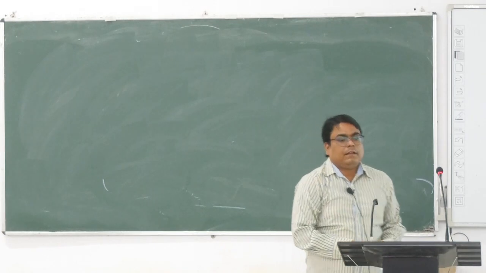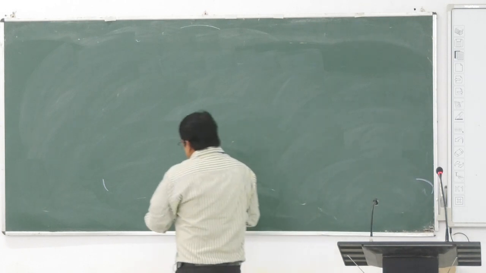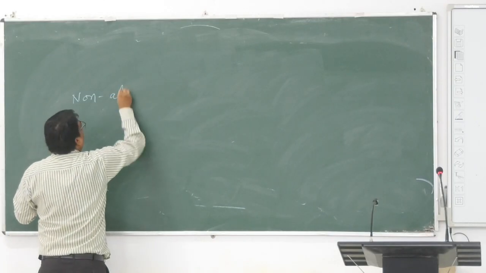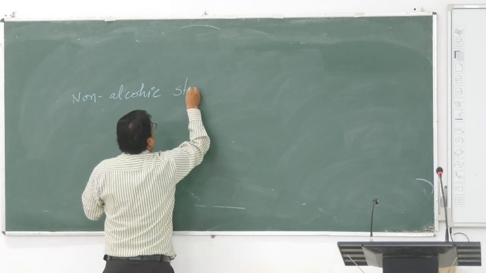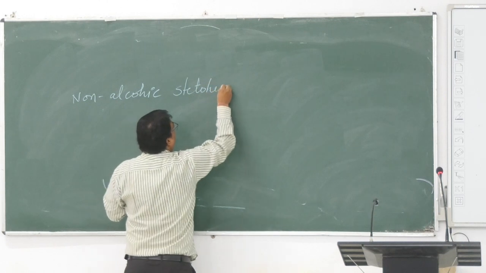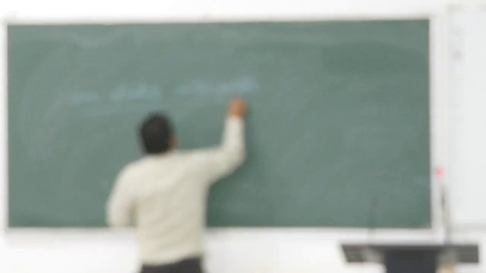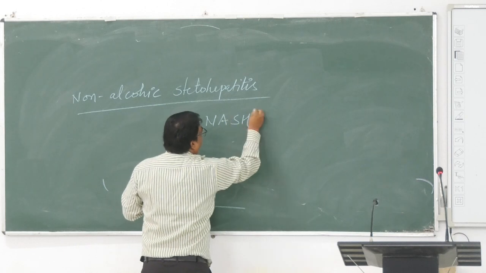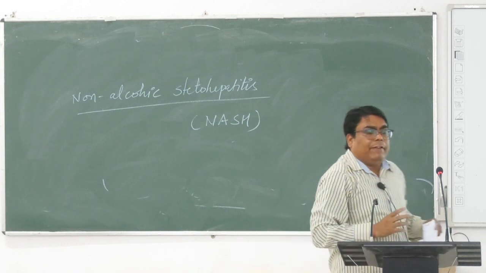But it is mainly of two types. The first one is, students write it, non-alcoholic steatohepatitis. We call this condition NASH, non-alcoholic steatohepatitis. What do we assume?